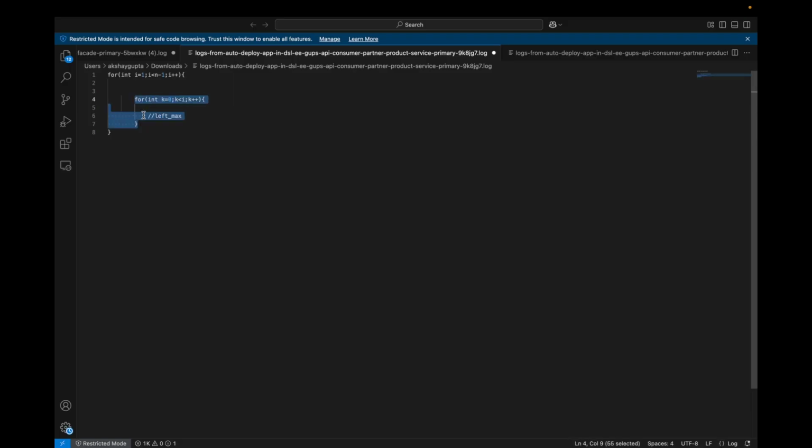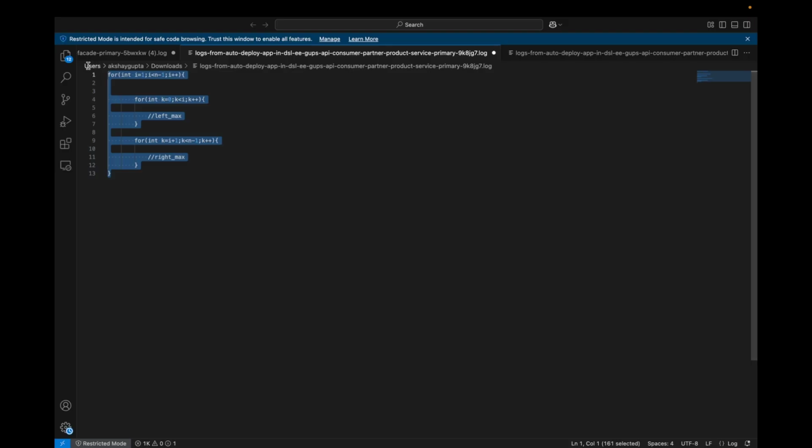And similarly for the right max, again I will run one loop that will start from I plus 1 till n minus 1, k plus plus, and here I will be able to figure out the right max. We will check in the loop, if the current element is greater than the max, we will update the right max, similarly the left max. Then we will sum up and return the total trapped water.